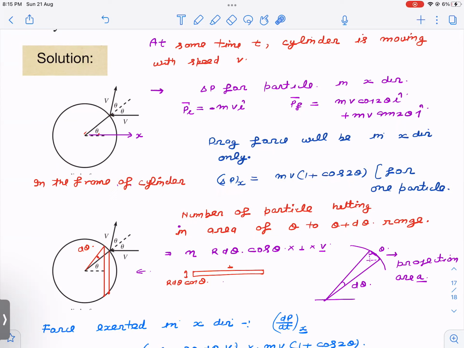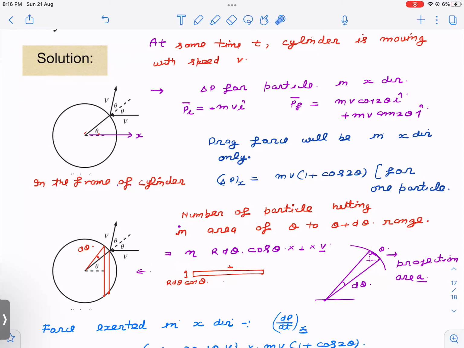We are going to calculate the number of particles hitting in 1 second, and that is how we are going to get the force, dp by dt. So here I am calculating the number of particles hitting in the area of theta to theta plus d theta range. So this area you can see right here. If you see from here, it will look like this, right? So this is the strip, length is 1 because it is given, you have to calculate the force on unit length. So I'm seeing from here, right?